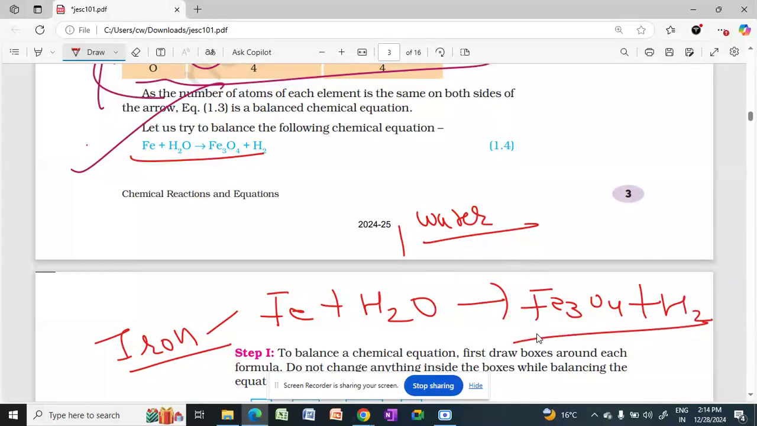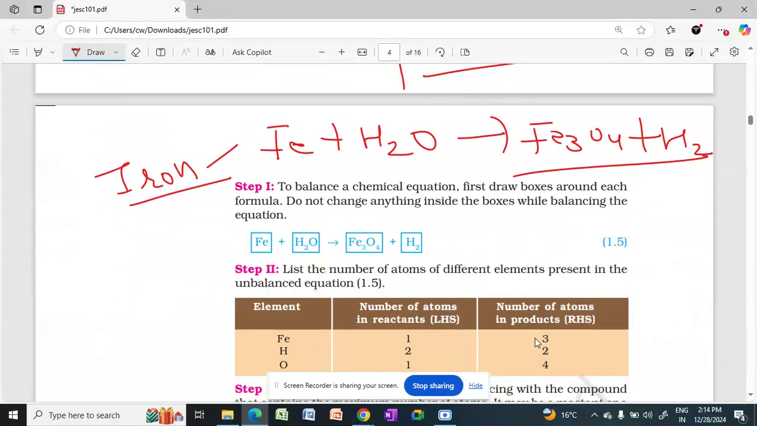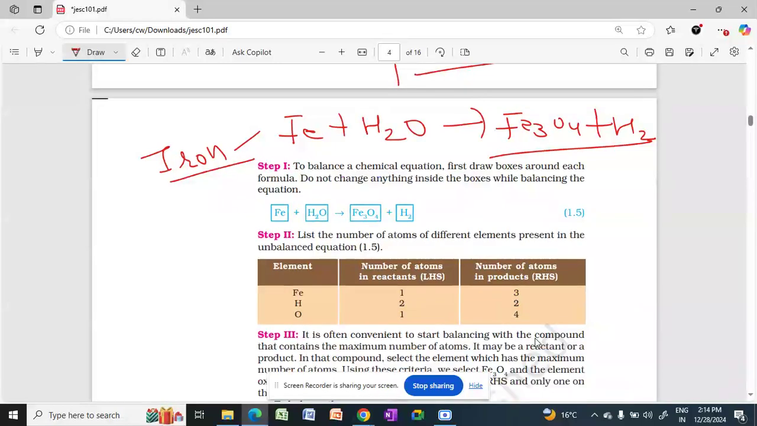They are saying to just balance this equation. So what are the steps to be followed here? Step number 1, to balance a chemical equation, first draw boxes around each formula. This is the iron, this is the H2O. I have to draw boxes around each formula. As you can see here, boxes have been shown.